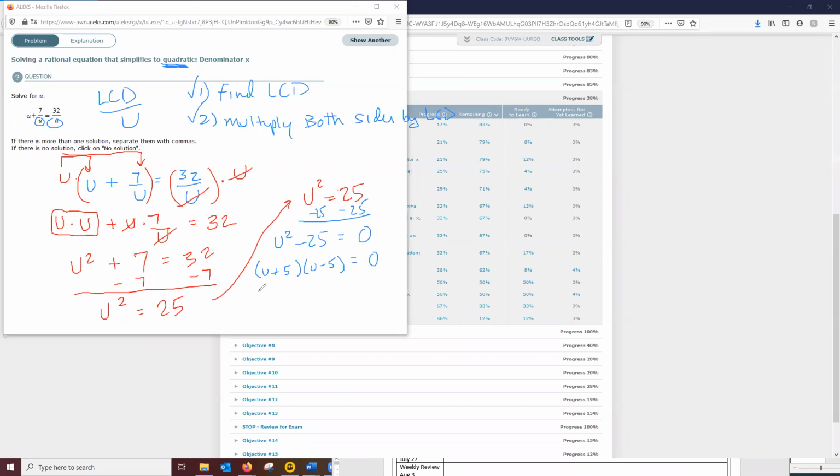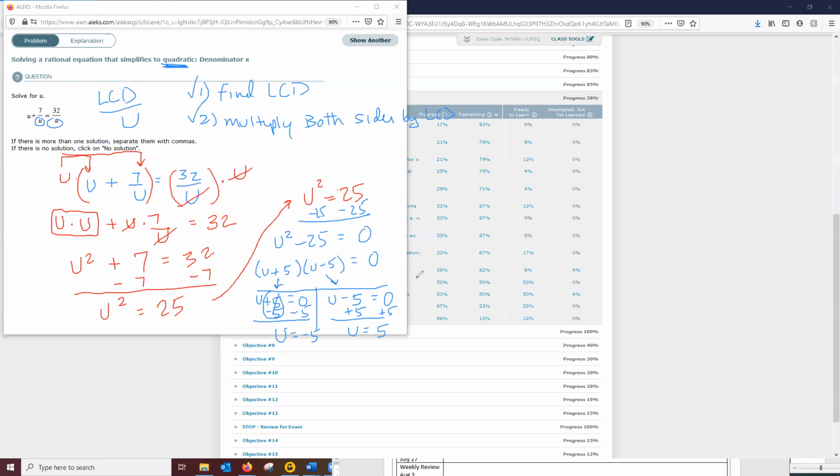Then once you do the factoring, you might remember you set each one of these factors separately equal to 0. So that's u plus 5 equals 0 and u minus 5 equals 0. And that's going to get me, I'll subtract 5 from both sides here. That gets me u equals negative 5, and I'm going to add 5 to both sides here. That's going to get me u equals positive 5.